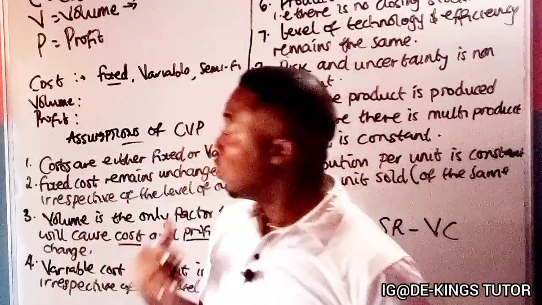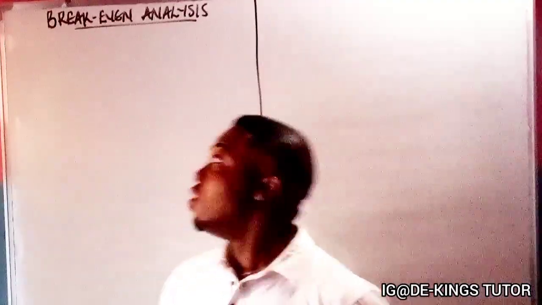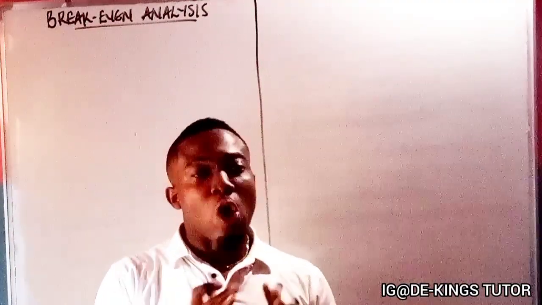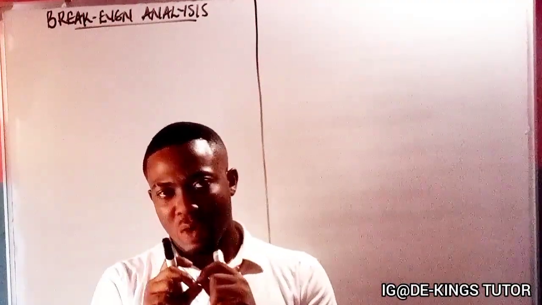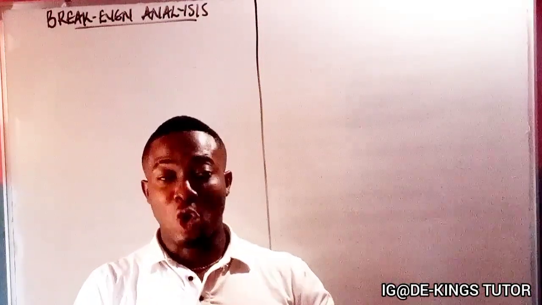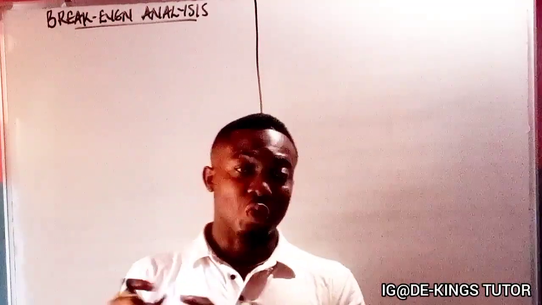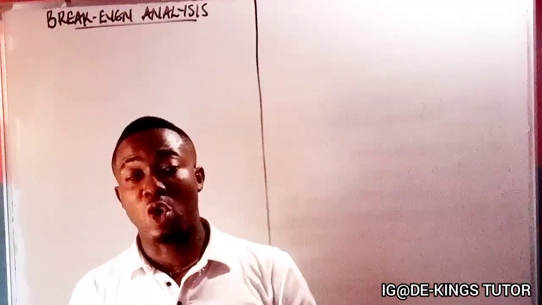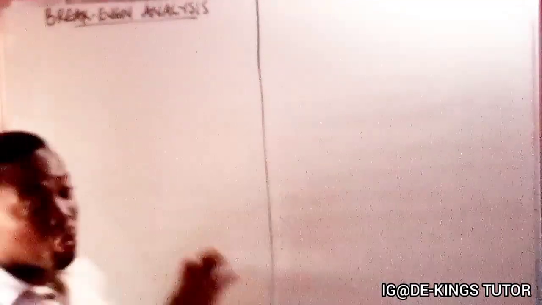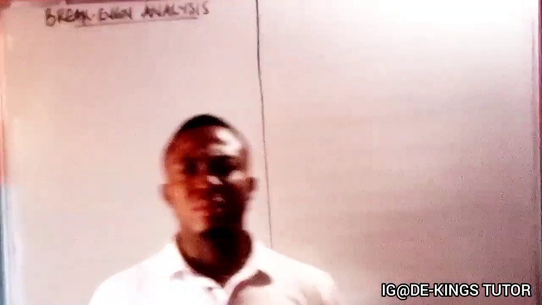Okay, so let's move to the next part, which is break-even analysis. Now let's see the break-even analysis. Break-even analysis tends to look at the level of sales at which the cost and the revenue are equal. It is that point of sales in which there is no profit and there is no loss. That is, the cost incurred and the revenue generated from the sales made are equal. In economics, we call this equilibrium. So break-even, like we said, is a level of sales in which the cost and the revenue are equal.